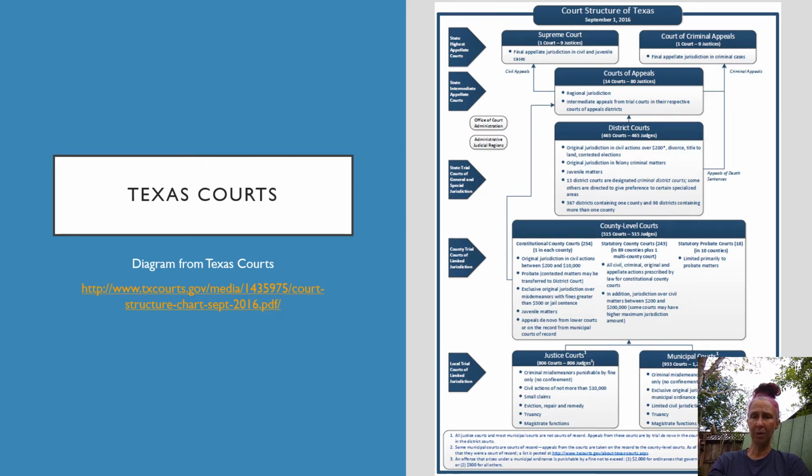Similarly, it has a Supreme Court and a Court of Appeals and district courts. But in Texas, and this isn't true of all states, we also have county level courts, justice courts, and municipal courts. And we also have a Court of Criminal Appeals that handles criminal.